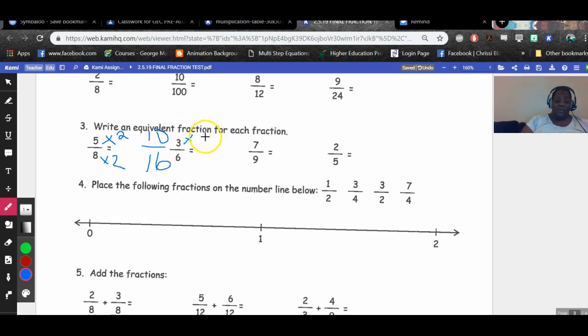Again, take any number. Let's say this time I'm going to use 3. Doesn't matter, just as long as I multiply the top and the bottom by the same number. 3 times 3, 9. 6 times 3, 18. 9/18. Right? Hope you can see that.